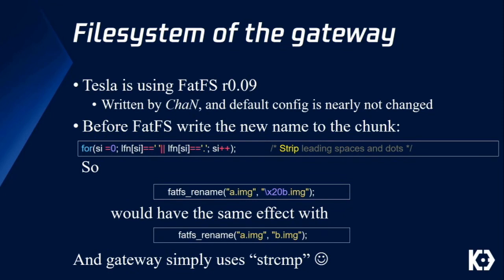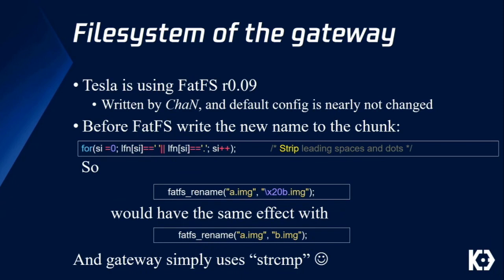After some Googling, GitHub, and searching everything we could find, we found that Tesla may be using FatFs revision 9, which is written by ChaN, and they basically didn't change much config. And in the source code of FatFs we found before, there is a function called f_rename, which is used to rename one file to another file. And in this function, we found it will strip leading spaces and dots of the new name.